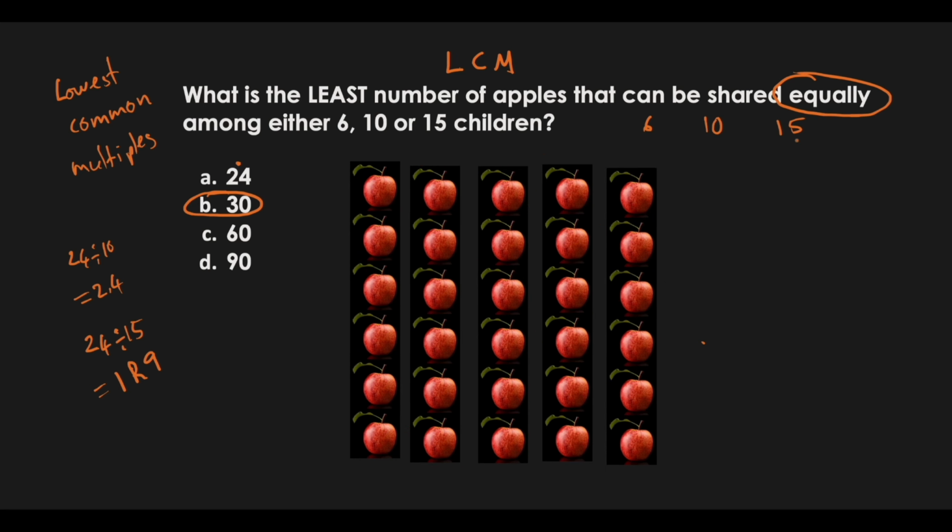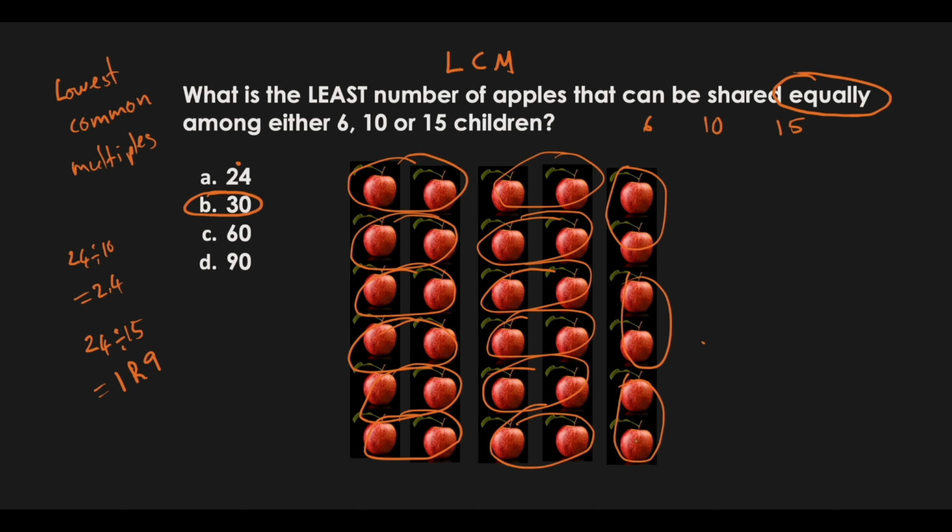Now among 15 children, we will say 30 divided by 15. So that's 2. So each person is going to get 2 apples from the 15 people. So 1, 2, 3, 4, 5, 6, 7, 8, 9, 10, 11, 12, 13, 14, 15 people. So this is the visual representation of what this question was trying to ask in case you were interested.